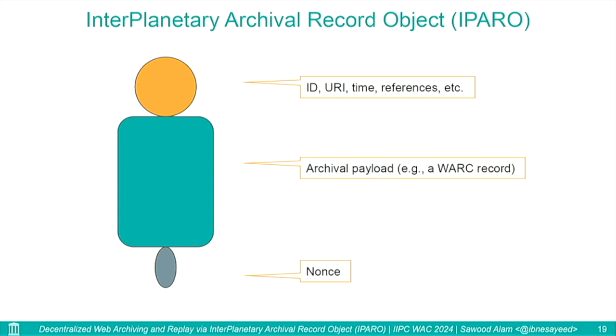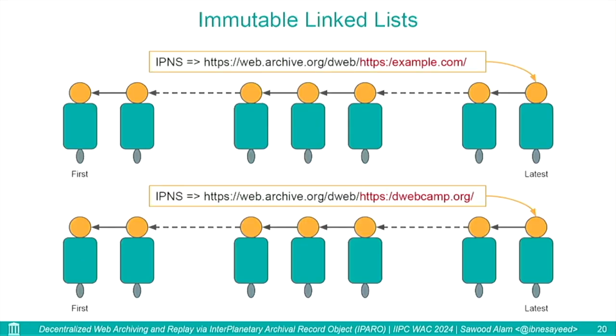The header part will have the identifier, URIs, time, reference, and a bunch of other things. And the payload area will have the archival payload. It could be a WARC file, it could be a WARC record, it could be a HAR file, it could be a WACZ file, whatever one wants to use. They can use it for historical preservation. It can even be used for Git or whatever. Now, this is how it works.